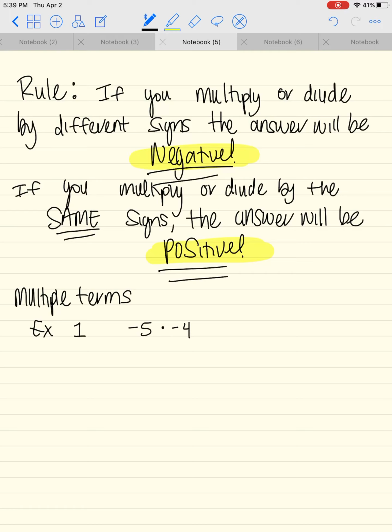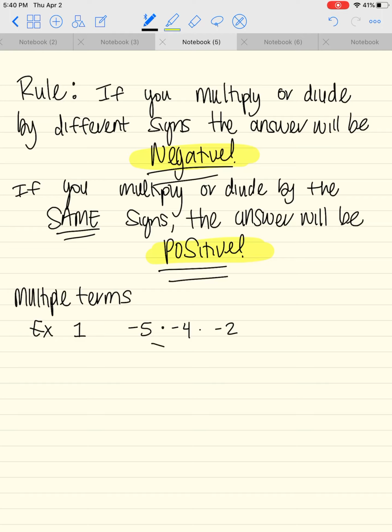negative 5 times negative 4 times negative 2. Let's suppose. Multiple terms with negative numbers to be exact. Well, what is this going to be? If you think about it, I always tell you this. This is the advice that I would always give you in class. Do 2 at a time, right?